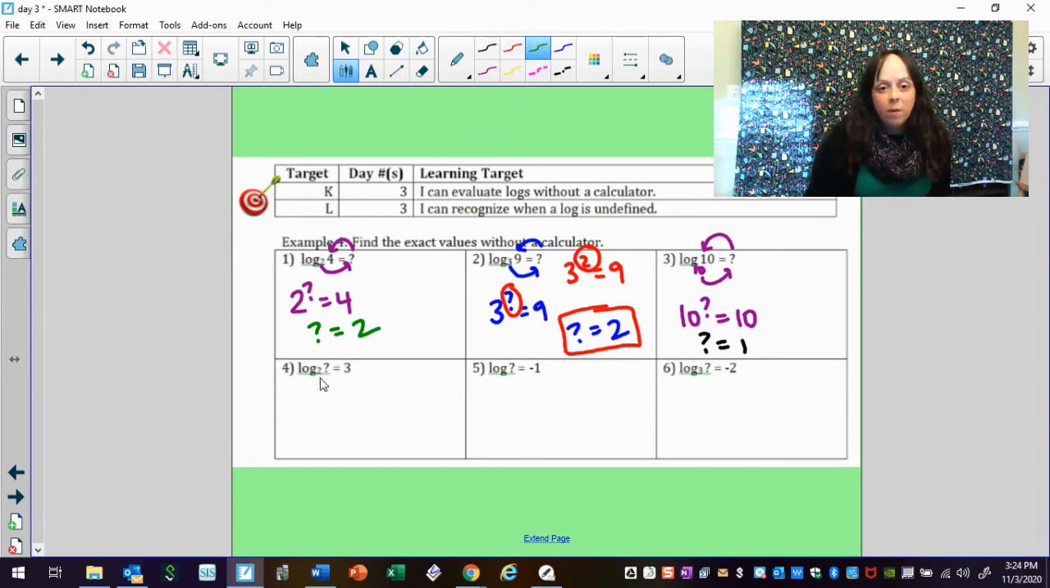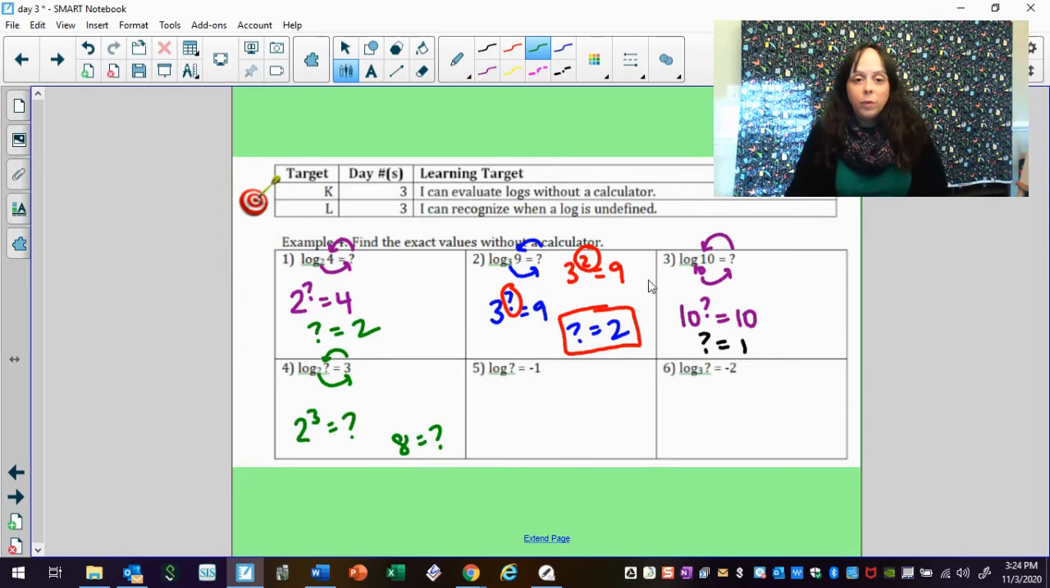Let's try this guy. 2 to the third will give me what? Oh, well, that would be 8, right? 2 to the third is 8, not 6. Be careful. The next one, okay, this is tricky because there's no base and it's got a question mark inside. So remember, no base means that the base is 10. 10 to the negative first equals question mark.